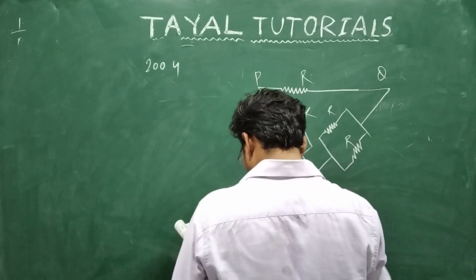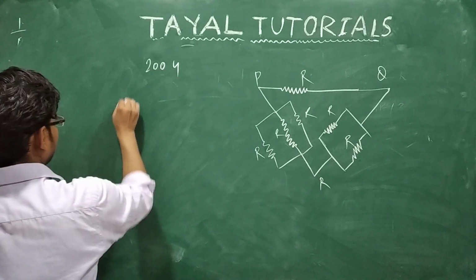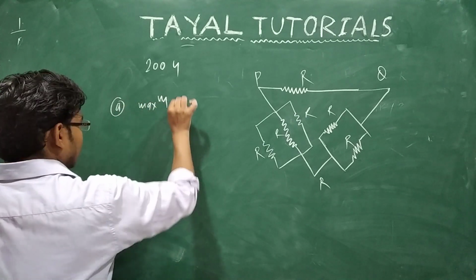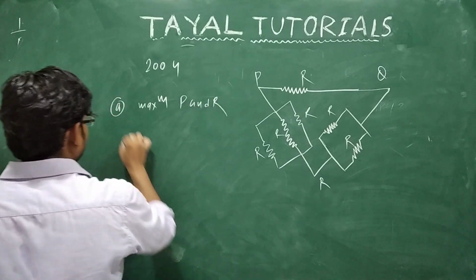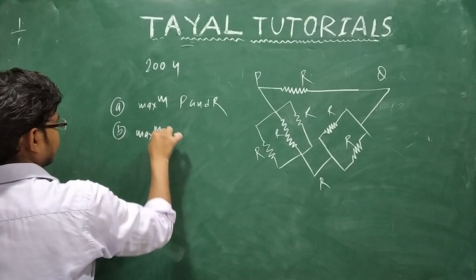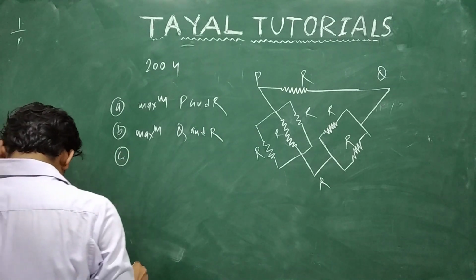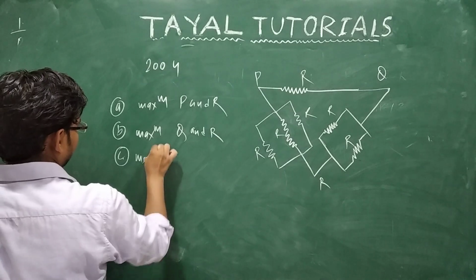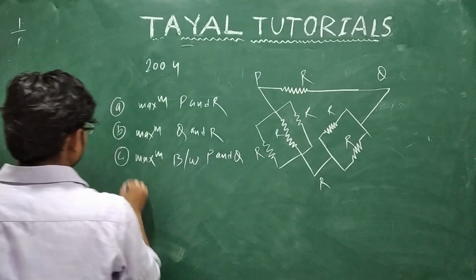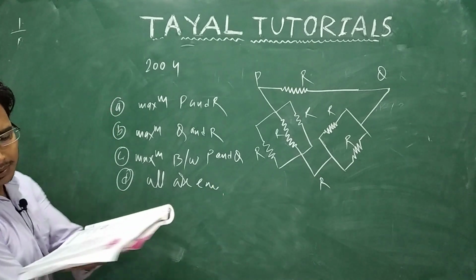P, Q, R. They are asking the maximum value of resistance between. Option A, maximum between P and R. Option B, maximum between Q and R. Option C, maximum between P and Q. Option D, all are equal. See, it's a simple, easy question.